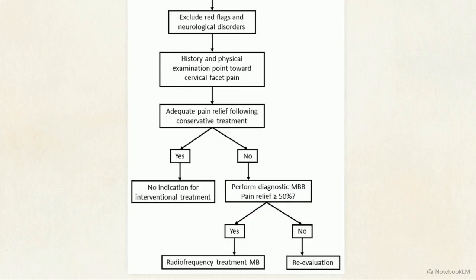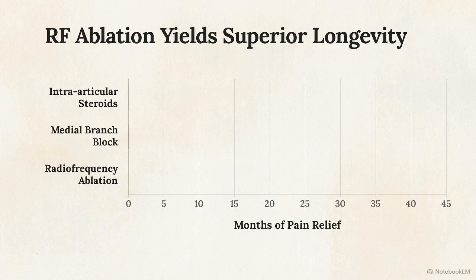Looking back at the bottom half of the clinical algorithm, we see the final pathway. If the diagnostic medial branch block yields at least 50% pain relief, the patient proceeds directly to radiofrequency treatment. This timeline compares the clinical longevity of these interventions.